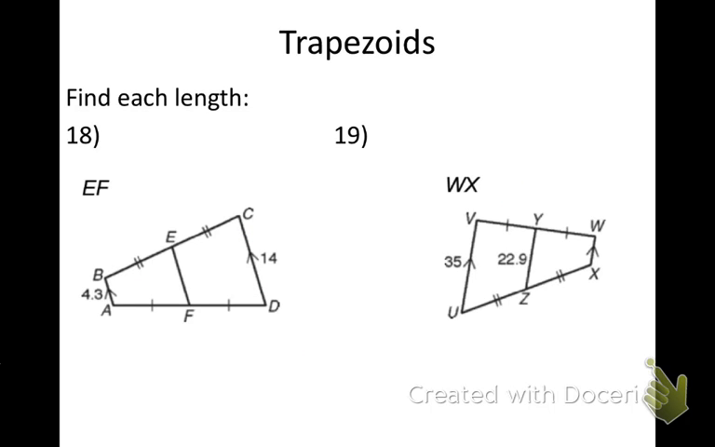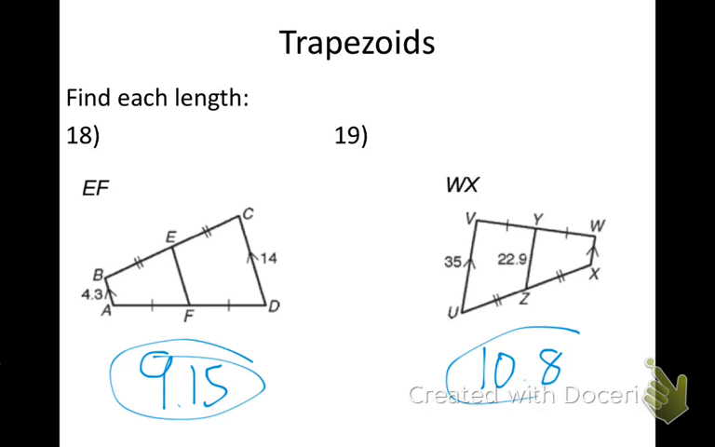All right, number 18 here. What is the distance for EF? What's the length of EF going to be, Caitlin? 9.15. Nice job. And WX. What is the length for WX going to be? Noah? 10.8. And Troy got the first one wrong. I multiplied it by 2. Nice job, sir. Good work.